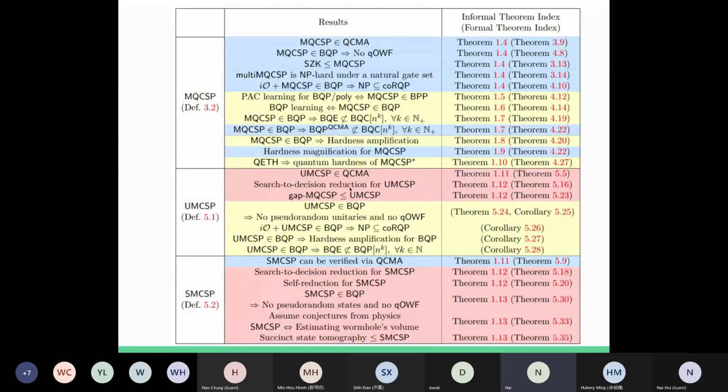And the red ones are results unique in the quantum setting. Like the UMCSP is in QCMA, which is unique. And for classical MCSP, we don't have a search-to-decision reduction, and also the reduction between Boolean function and unitary. And all these state version results are totally unique in the quantum setting.